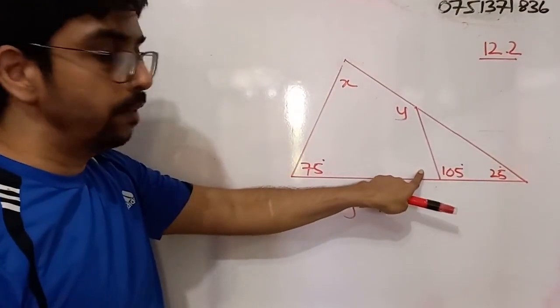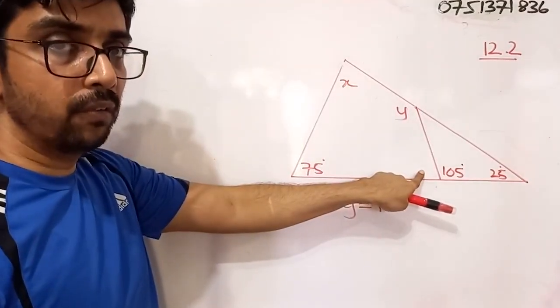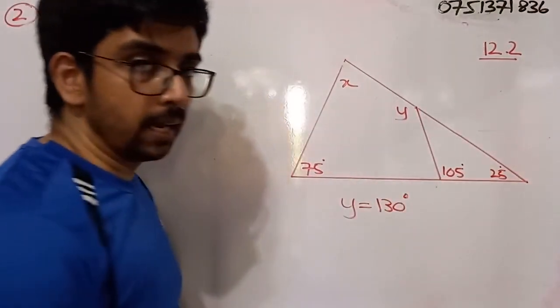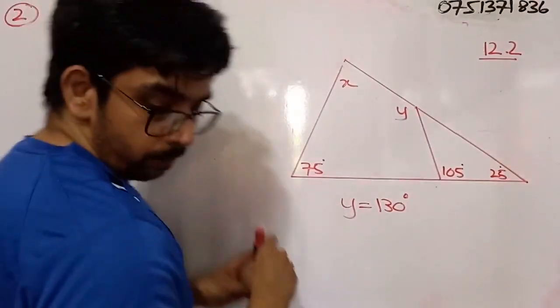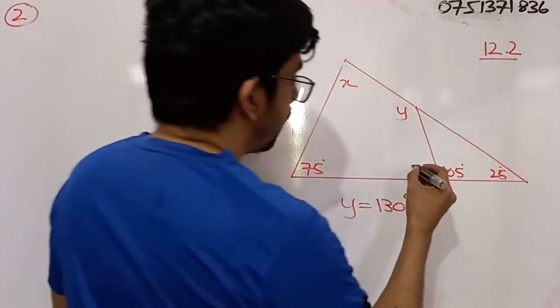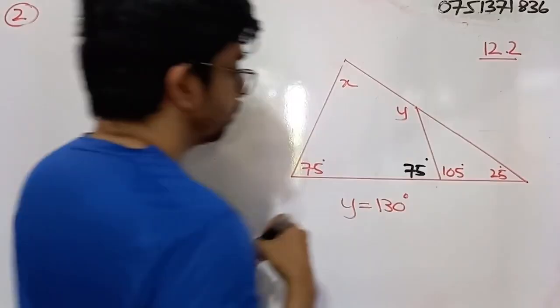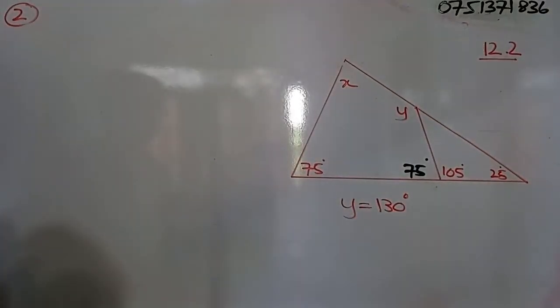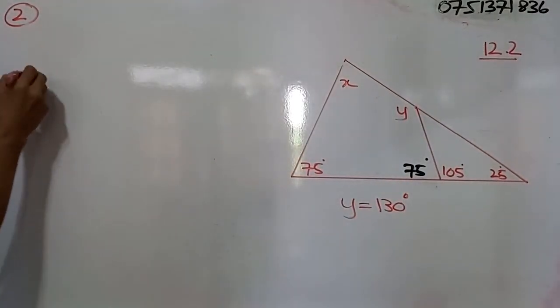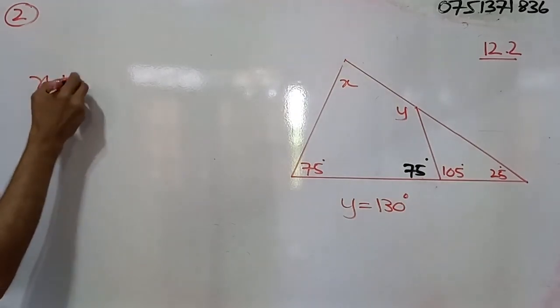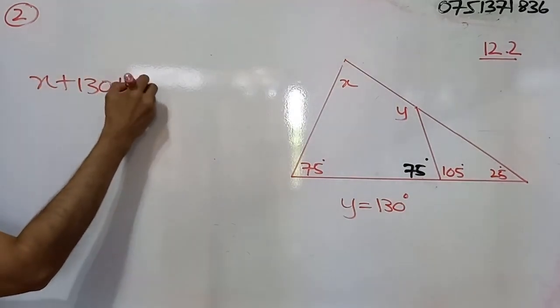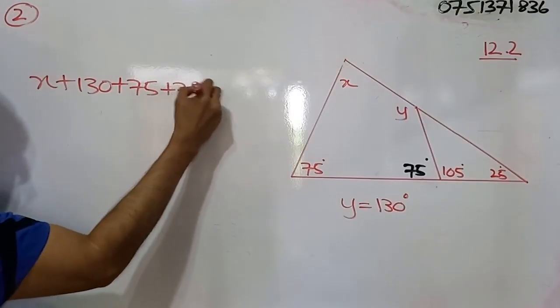So what is the value of this angle? 75, no? Why? This is a straight line, right? So the value of this angle is 75. Right. Now for the quadrilateral we will write x plus y is what? 130 plus 75 plus 75.